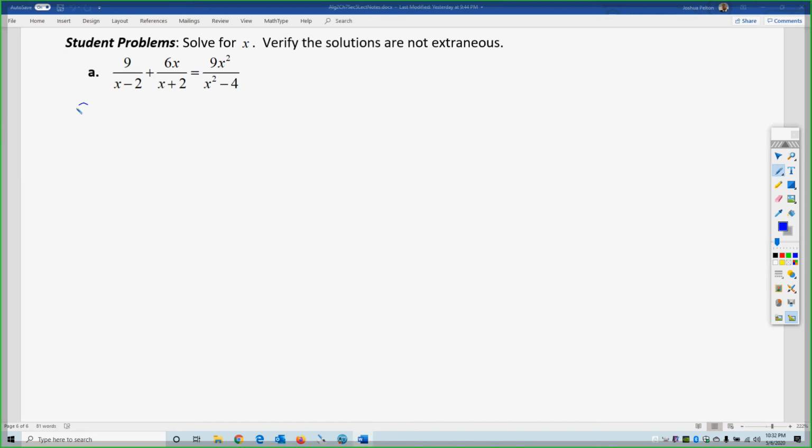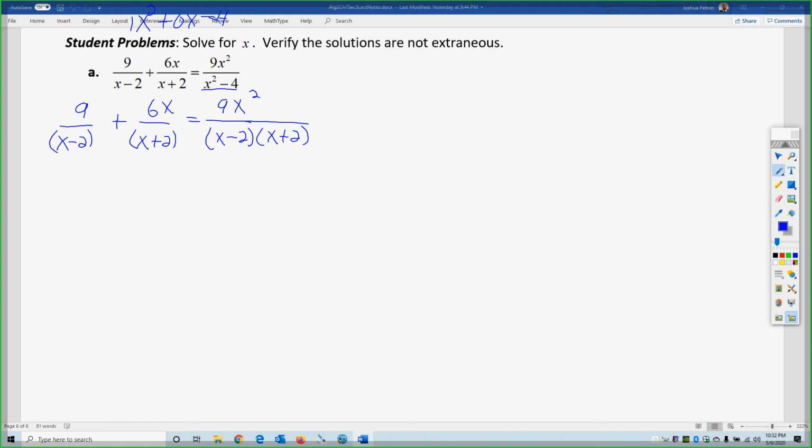Okay, so we're going to factor completely. So we have 9 over x minus 2 plus 6x over x plus 2. Those are both factored completely. And the next one, 9x squared over x minus 2, x plus 2. Because at the end of the day, this is 1x squared plus 0x minus 4. Okay, so you have to split that 4 to get 0 into plus 2 minus 2.